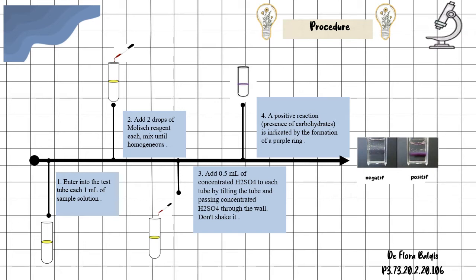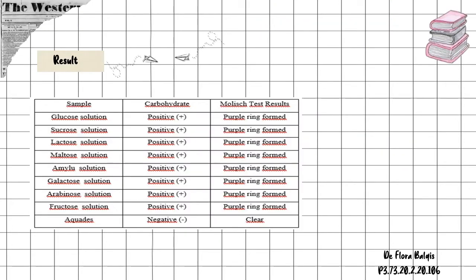Last, a positive reaction, or presence of carbohydrate, is indicated by the formation of a purple ring. You can see the example in the picture. Then the result of the Molisch test is from the table of the presentation.